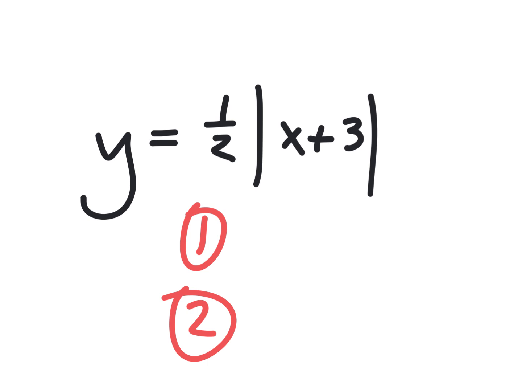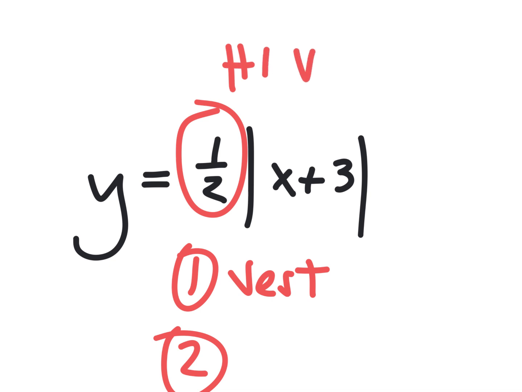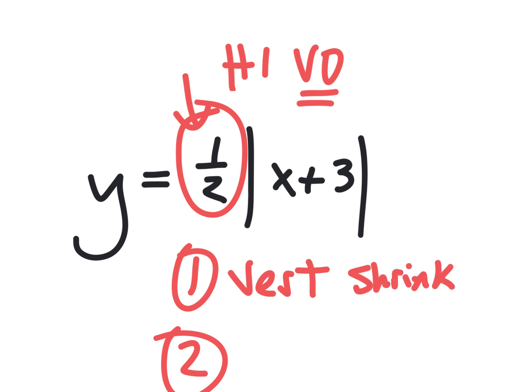Okay, I heard some quality conversations there. I hope you knew it was vertical because it's on the outside. So you had to say vertical. Why? Because it's on the outside. It has to be vertical. And then it's a vertical shrink. Why? Because multiplying by a half is going to make it smaller. It's half as tall. Then this +3 should have been left 3. Raise your hand if you had that one right. Awesome. Now here is the graph of that.